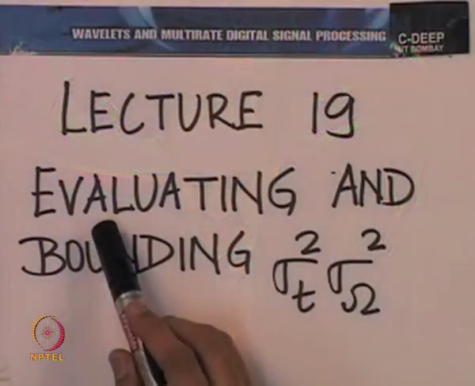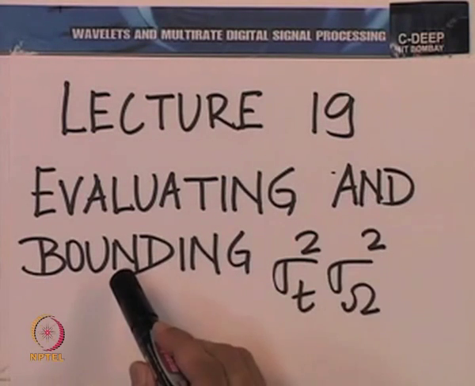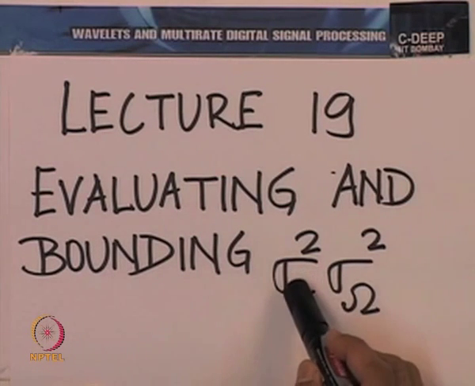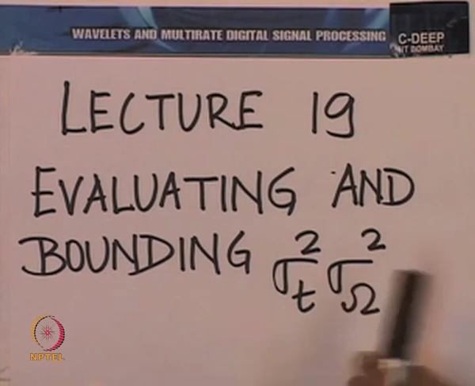In this lecture, we shall go further on the uncertainty product or the time bandwidth product, as we called it in the previous lecture, to proceed to evaluate and to bound it, to put certain fundamental limits on it, and then to see how close we can get to those limits. Therefore, I have titled the lecture today as Evaluating and Bounding Sigma T squared, Sigma Omega squared.